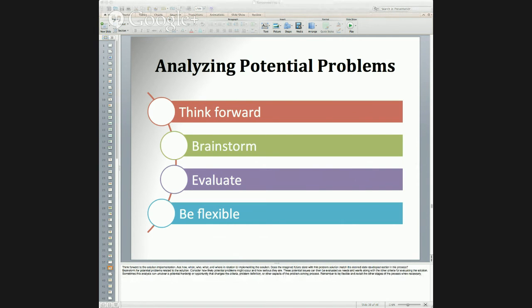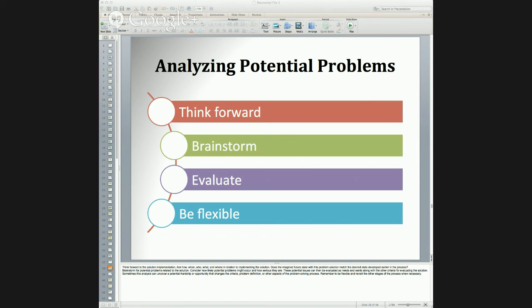Analyzing potential problems. Think forward to the solution implementation. Ask how, when, who, what, and where in relation to implementing the solution. Does this imagined future state with this problem solution match the desired state developed earlier in the process?